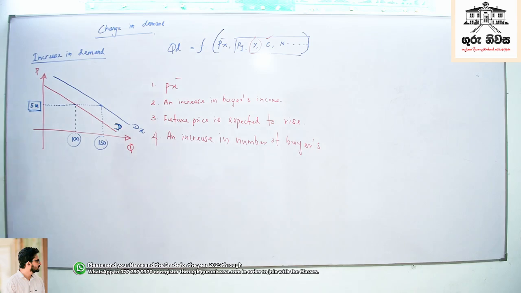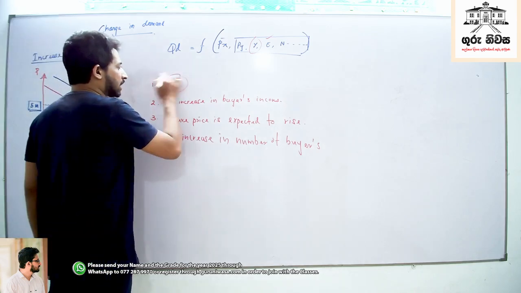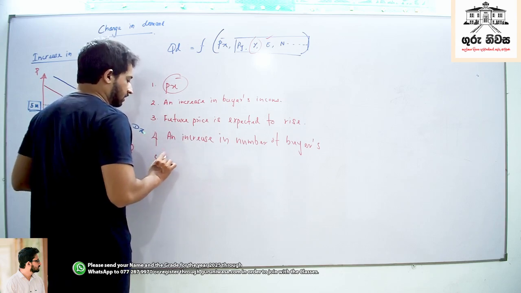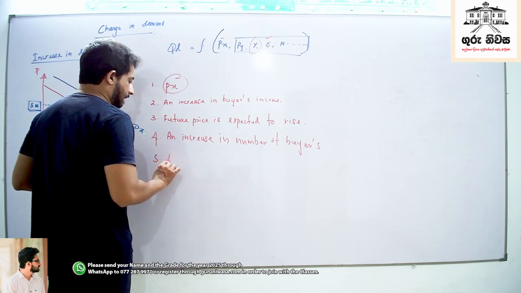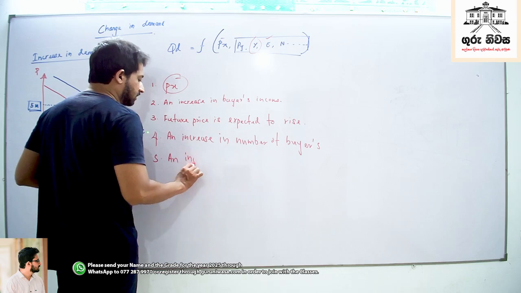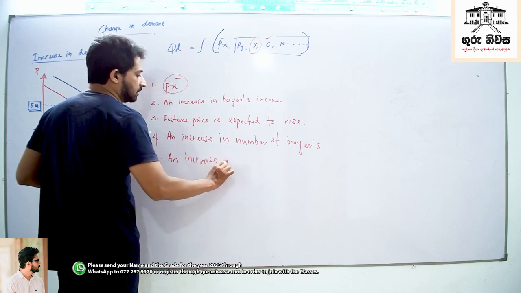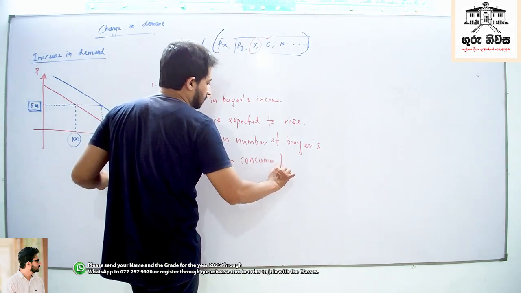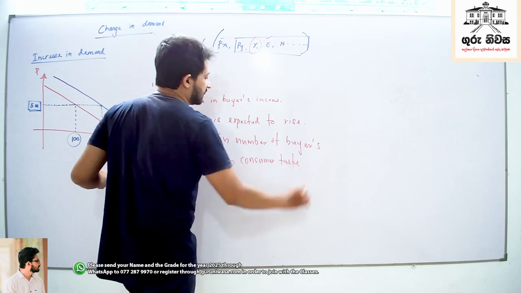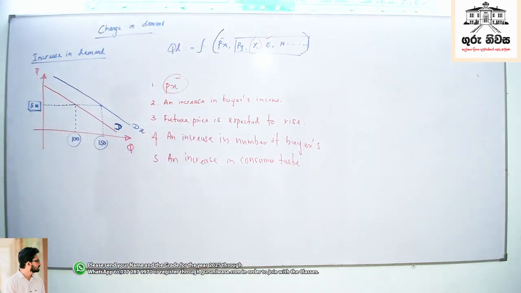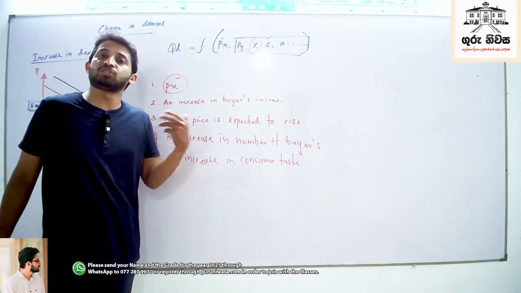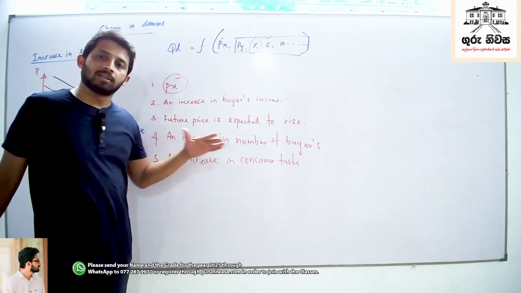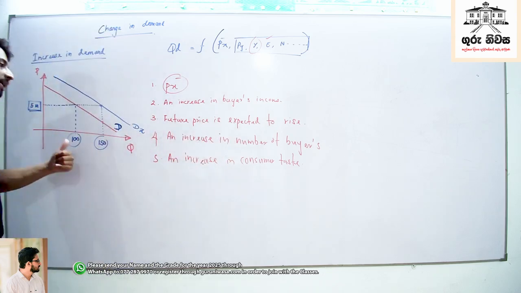I'm talking about possible reasons, Lamai. Px cannot change. Then we can say, Lamai, an increase in consumer taste. Increase in consumer taste, which means, Lamai, the consumer preference increases. Consumers are willing to buy this design or this model or whatever. Which means the demand curve shifts to the right side.